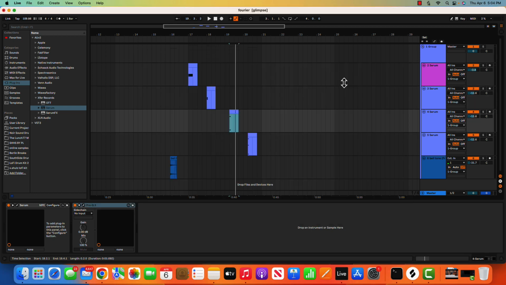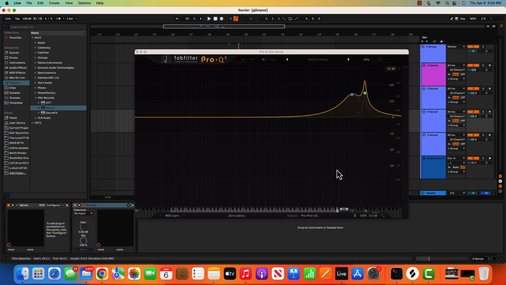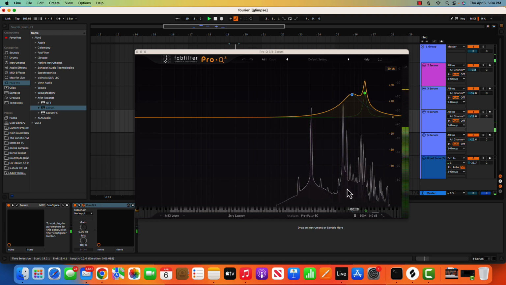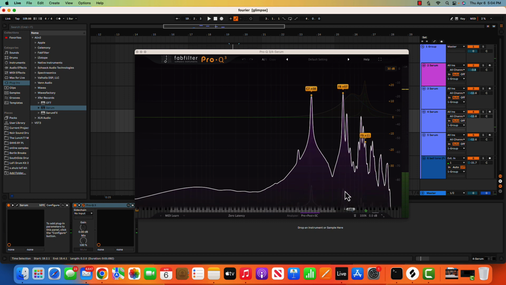So here's our second iteration. I hope you guys feel like it sounds a little bit closer. So all I did here was add a second note at the next resonant frequency that we saw in the first EQ of the bell. So that's around F8 right there.